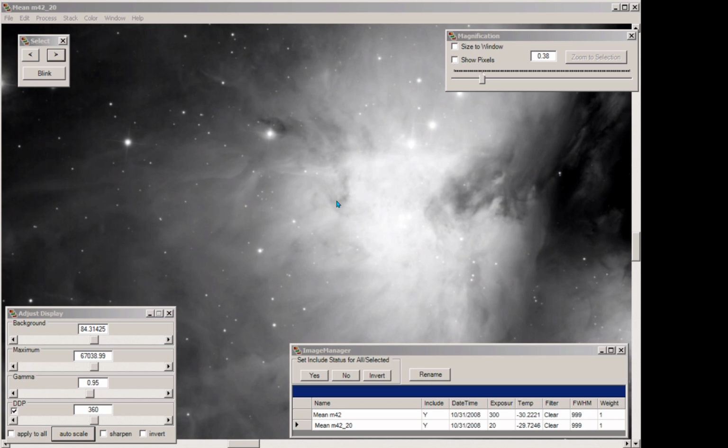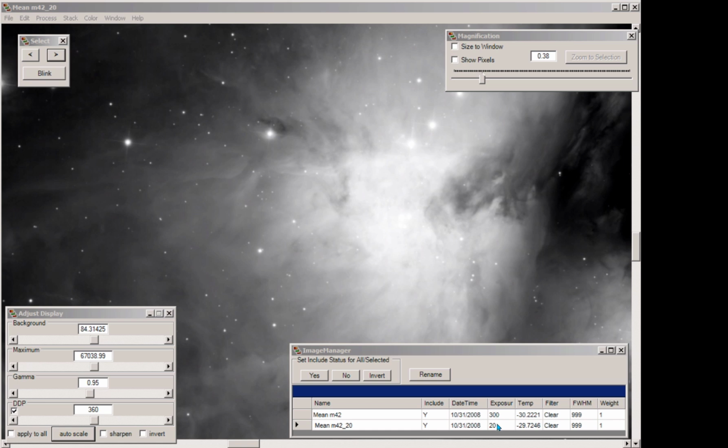So here we have a long exposure of, this is just the luminance of the Orion Nebula. This is what the grayscale image looks like. And what you'll notice here at the bottom is there are two images. We're actually looking at the short exposure here. I'll show you the long exposure.